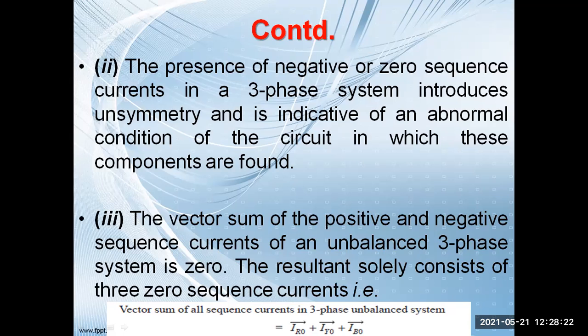Now the third point: the vector sum of the positive and the negative sequence currents of an unbalanced three-phase system is zero. We know that the summation of all the positive sequence and negative sequence currents will be equal to zero. So the resultant solely consists of three zero sequence currents, that is the vector sum of all sequence currents in a three-phase unbalanced system, IR0 plus IY0 plus IB0. That we know already, we have derived this.